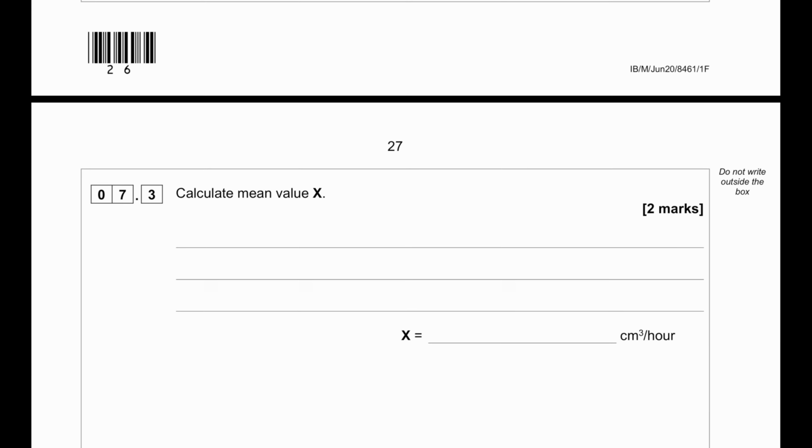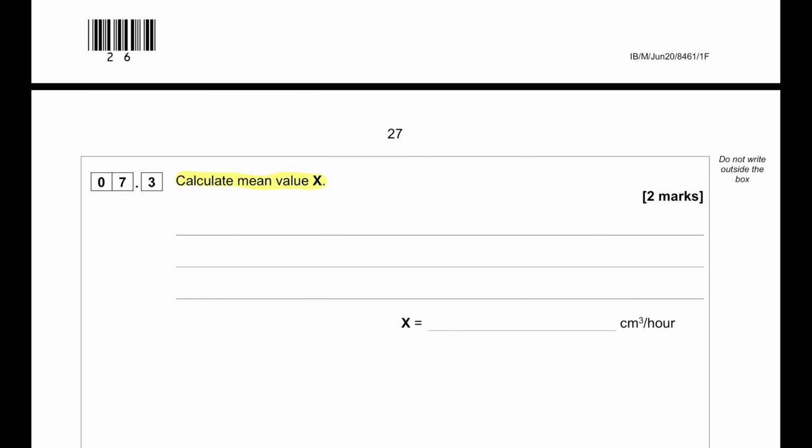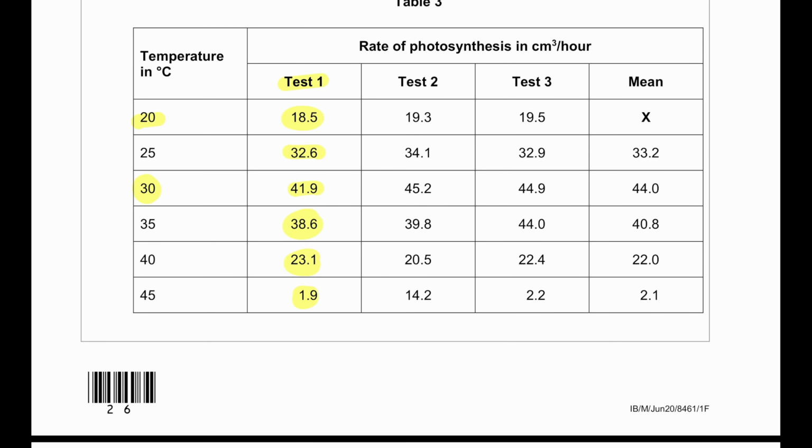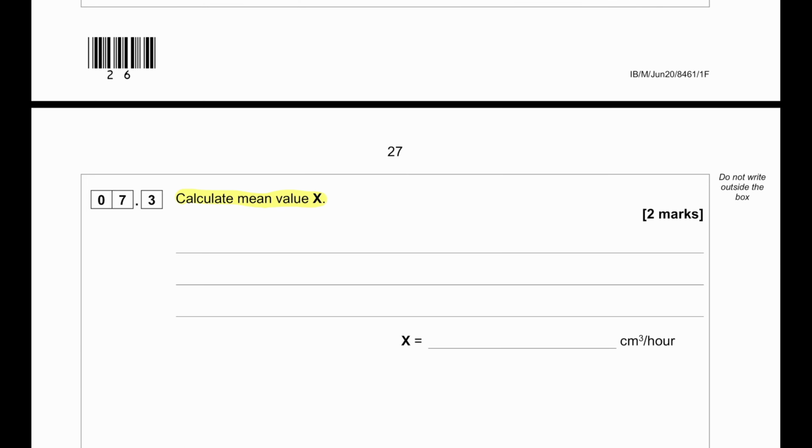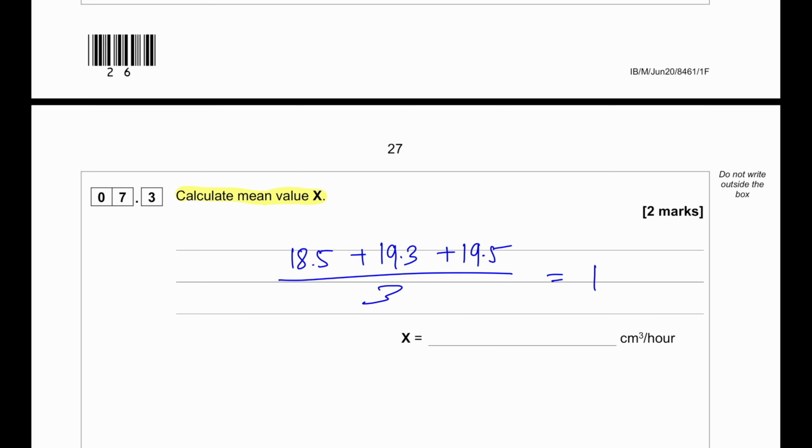So let's see the question. Calculate the mean value x. So for the mean value for x, we need to see if the data from this particular test 1, 2, 3 has any anomalies. So we can see that the data does not have any anomalies. They are very close. So we'll just add all three of them and divide it by 3. So the answer is 19.1.